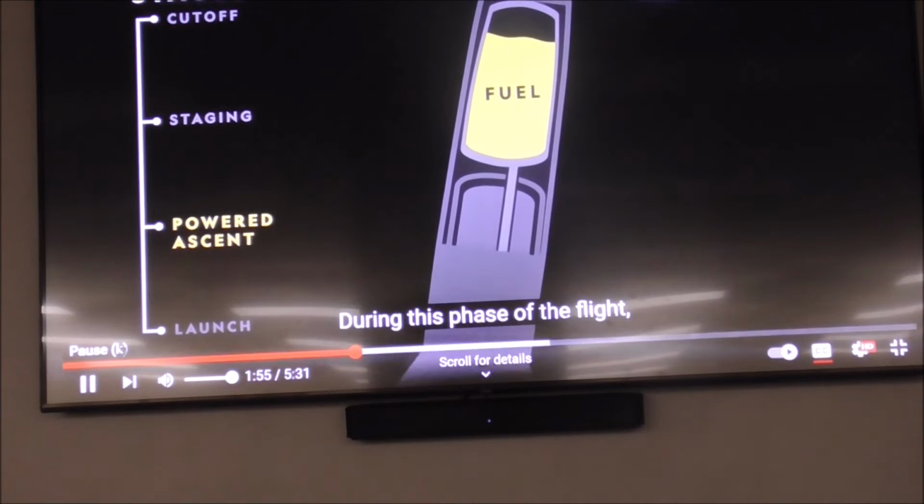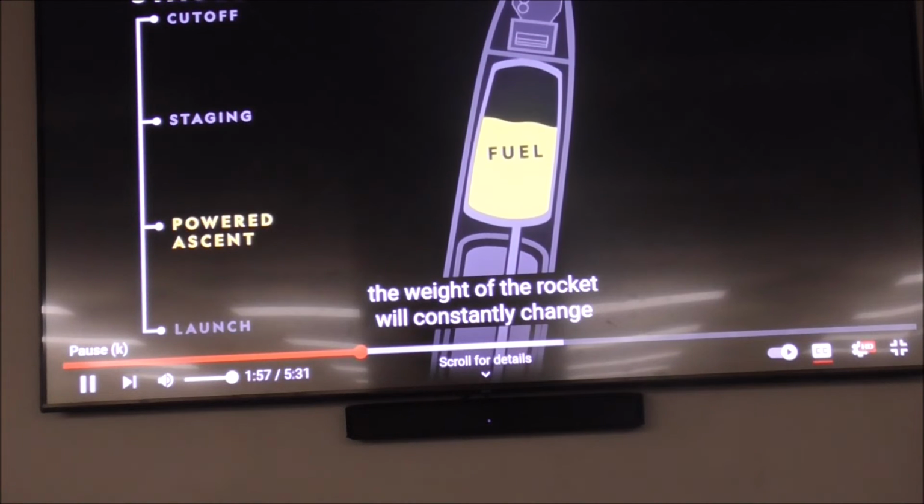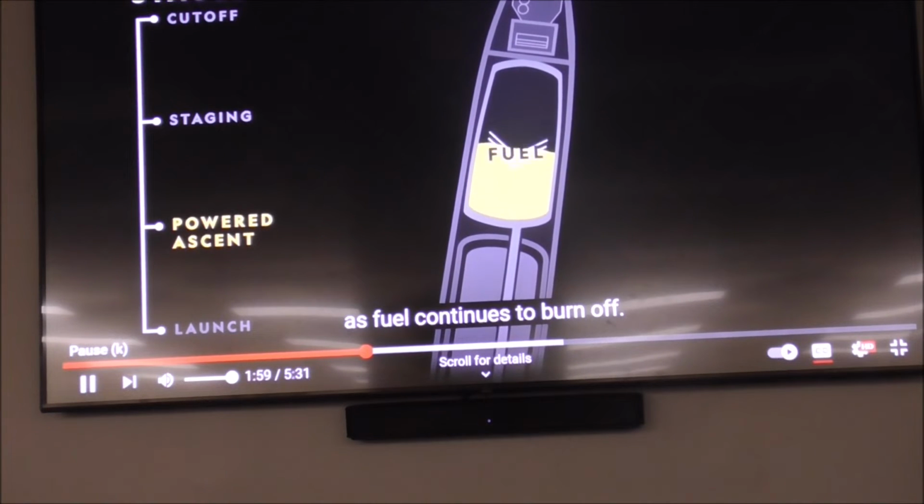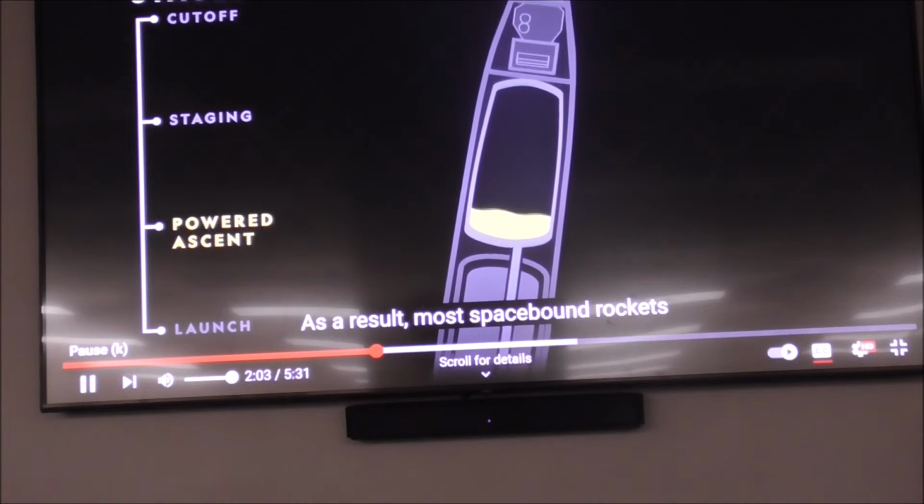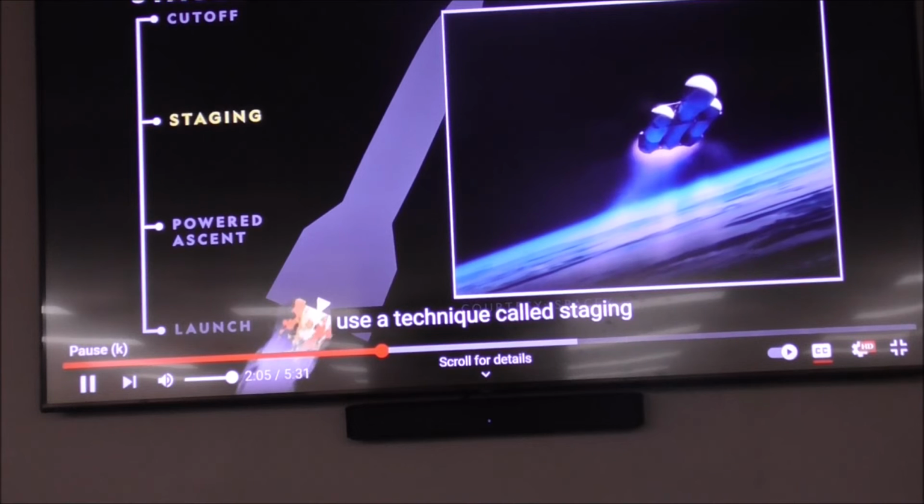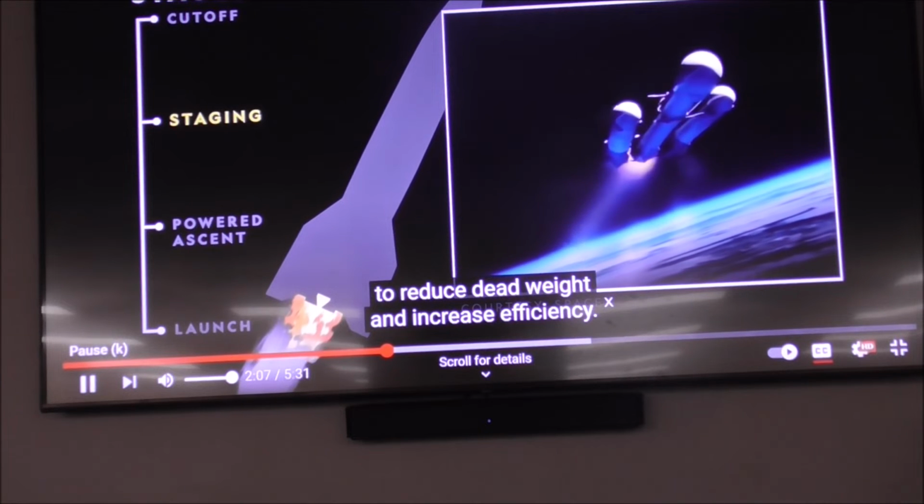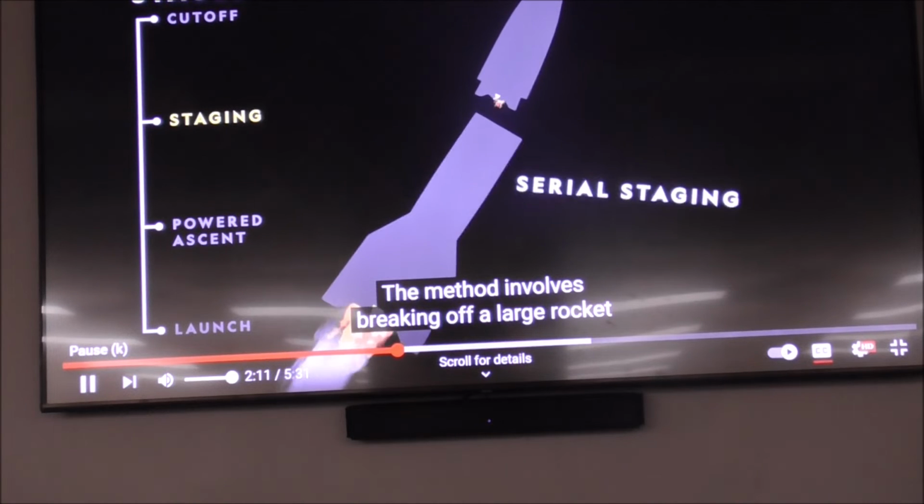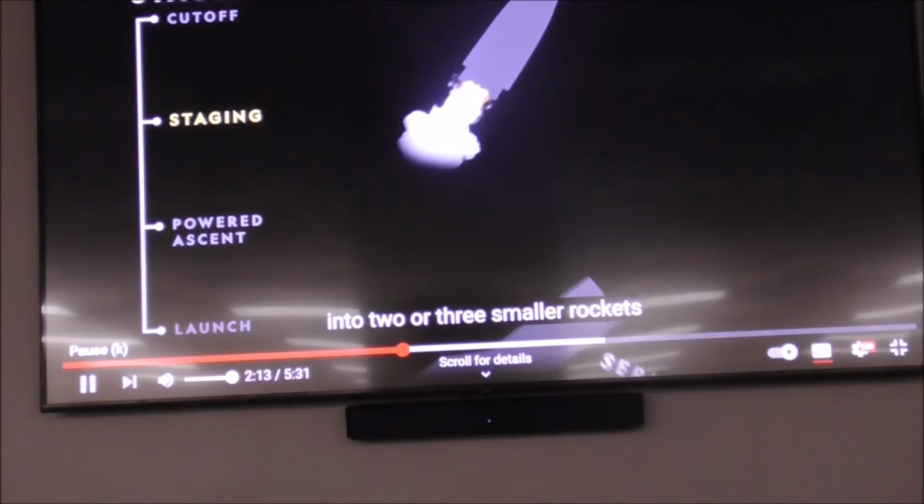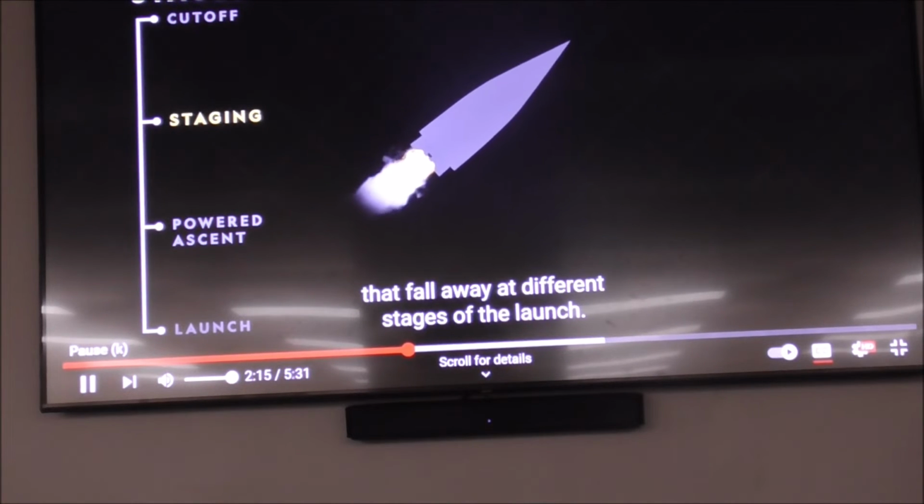During this phase of the flight, the weight of the rocket will constantly change as fuel continues to burn off. As a result, most space-bound rockets use a technique called staging to reduce dead weight and increase efficiency. The method involves breaking up a large rocket into 2 or 3 smaller rockets that fall away at different stages of the launch.